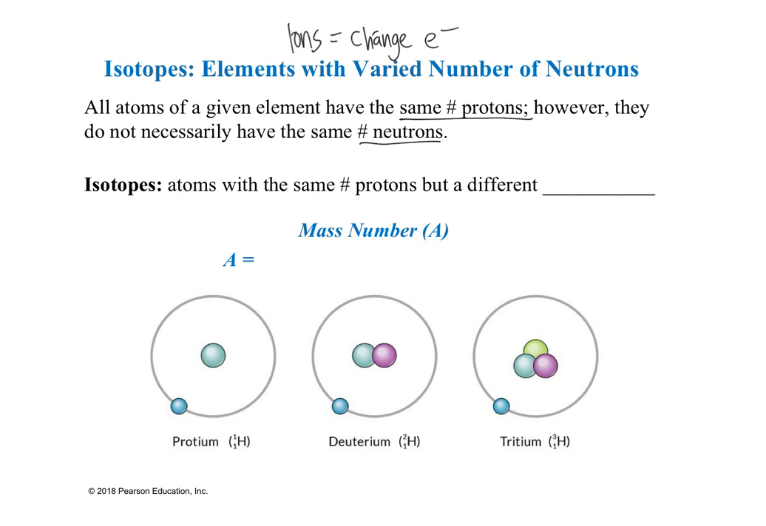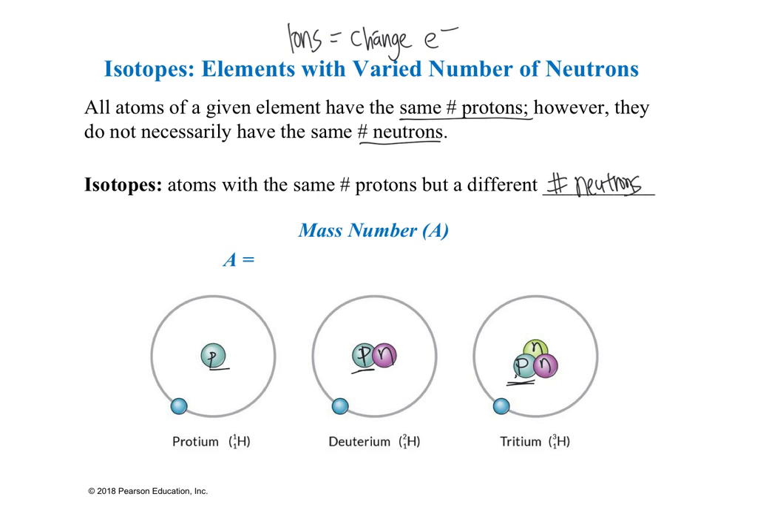So for example, for hydrogen, most hydrogen is just a single proton in the middle and a single electron. There are some isotopes of hydrogen where I have a proton and a neutron, or a proton and 2 neutrons. It still has 1 proton, making it hydrogen, but it can get heavier with more neutrons. So isotopes, again, are the same number of protons, but different number of neutrons.